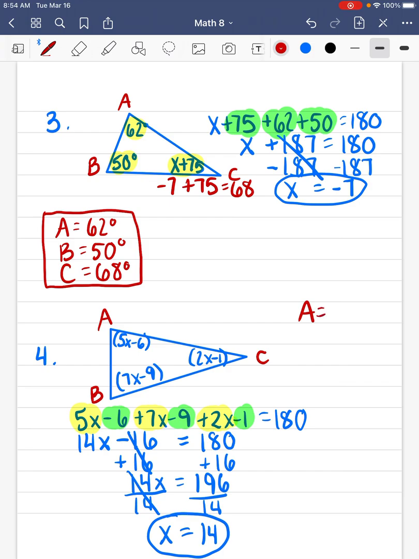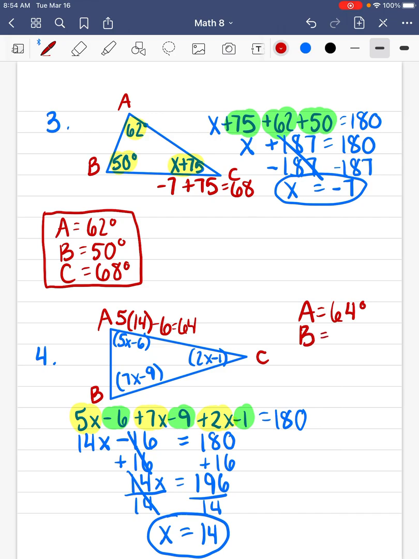So to solve for angle A, wherever you plug 14 in for x, you're going to put parentheses around it, and then you're going to type that in your calculator exactly like that. So 5 parentheses 14 minus 6. So we get angle A is 64 degrees.